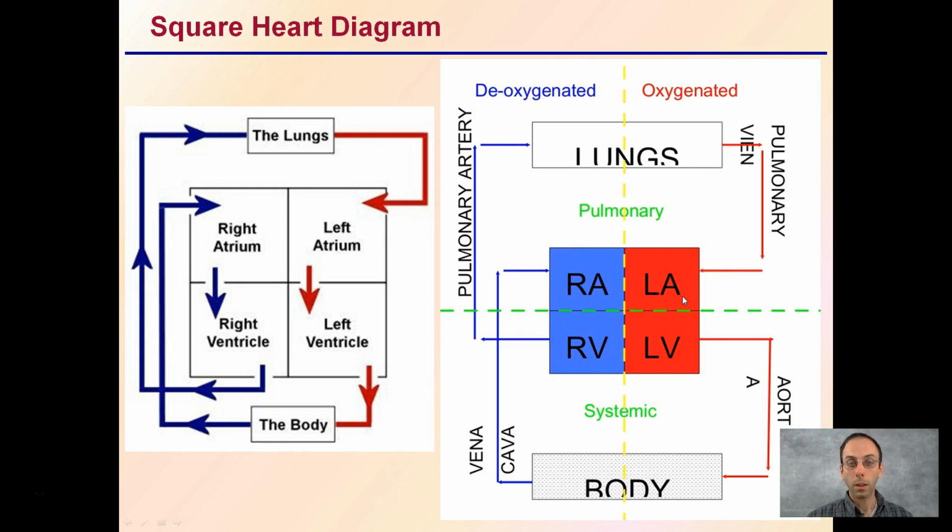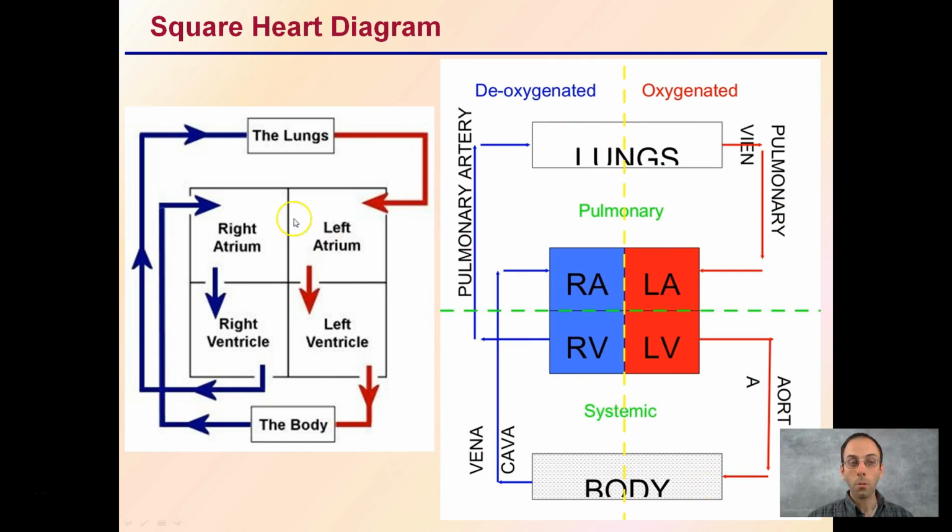So from our perspective, looking at the square diagram, this left-hand side would be the deoxygenated side, or the right side of the heart would be deoxygenated. On the left side of the heart is the oxygenated blood. That's indicated in the red here. The top here is our pulmonary circuit going to the lungs. Then here's our systemic going to the body.